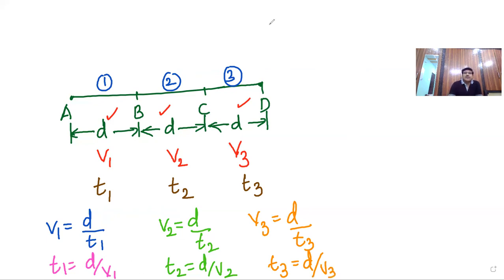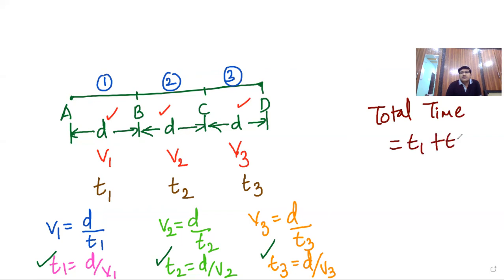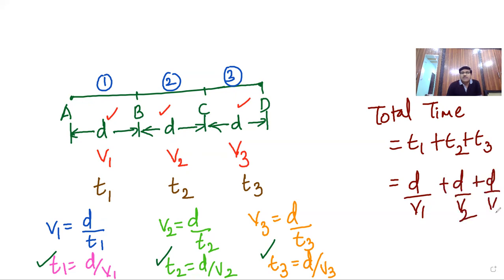So in the first case, we got the time T1. Second case, we got the time T2. Third case, we got the time T3. Clear? What is the total time? So here I am writing total time: T1, first case, T2, second case, T3, third case. Total time is D by V1 plus D by V2 plus D by V3.